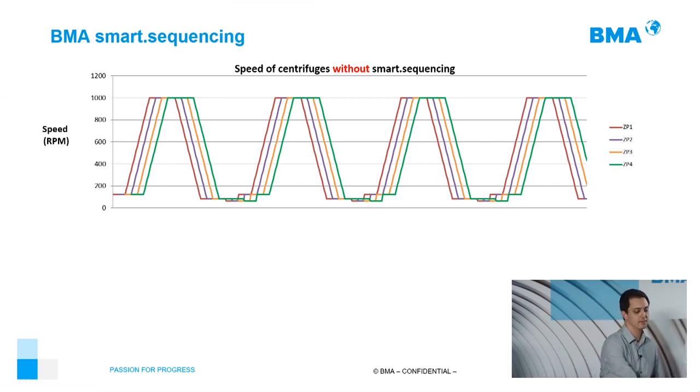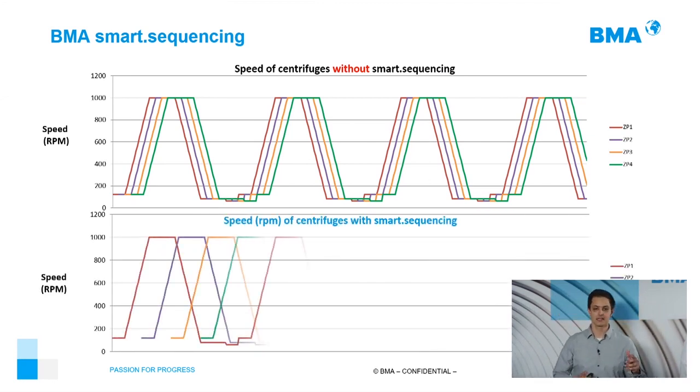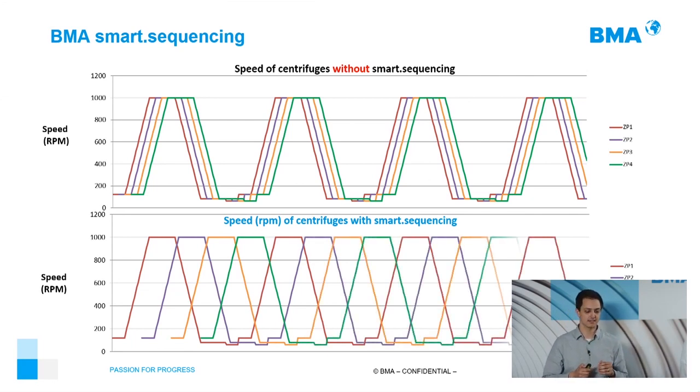But what the BMA Smart Sequencing is doing is basically adjusting and redistributing these centrifuges and saying at every cycle, okay, now machine 2 will start, now machine 4 will start. And it's doing this in a controlled way, in a way that all the speeds are balanced and adequate to solve the problems we discussed before.